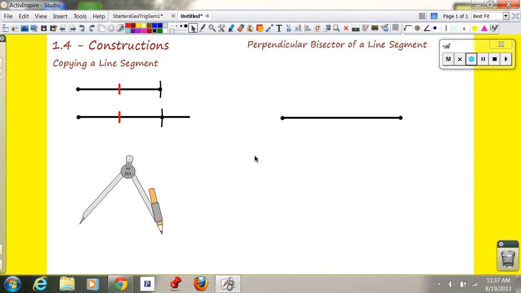Now this construction actually has a special name. I call it the fish, and you'll see why in a minute. What you want to do is put your compass on one of your endpoints and make sure that it's past the halfway point. Make sure it's opening up so it's past halfway. You don't want to go all the way to the end this time. Just somewhere past halfway. Not too far past halfway, but make sure it's past.